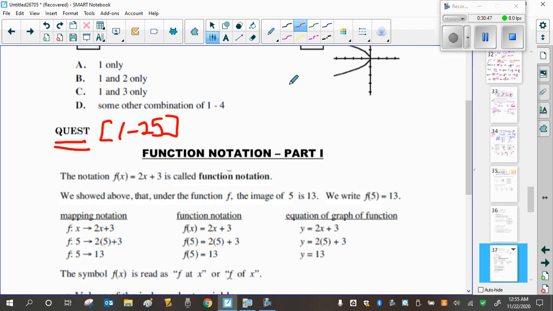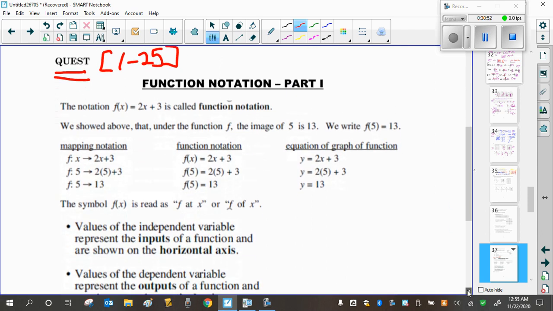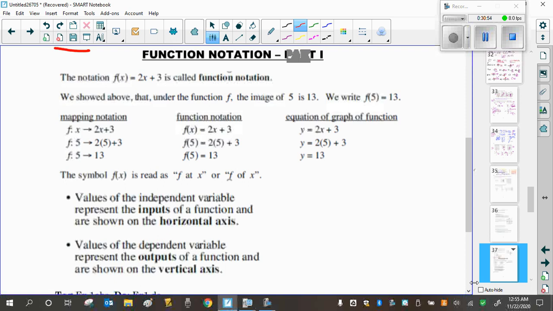Okay, we want to go to function notation, part 1, and this is called function notation, f of x. It's not called f times x or f bracket x, it's called f of x. That's how we say it. And if you see this symbol, it's the same as this symbol. We'll see this many more times.